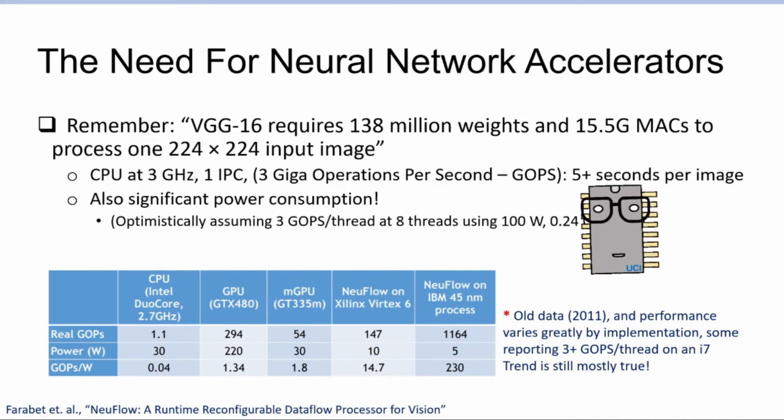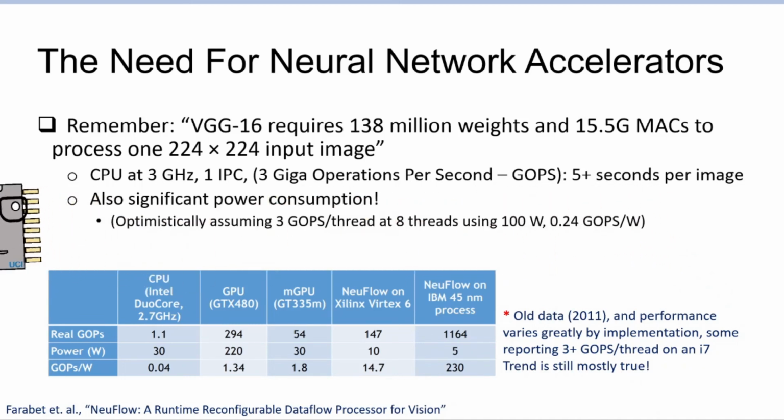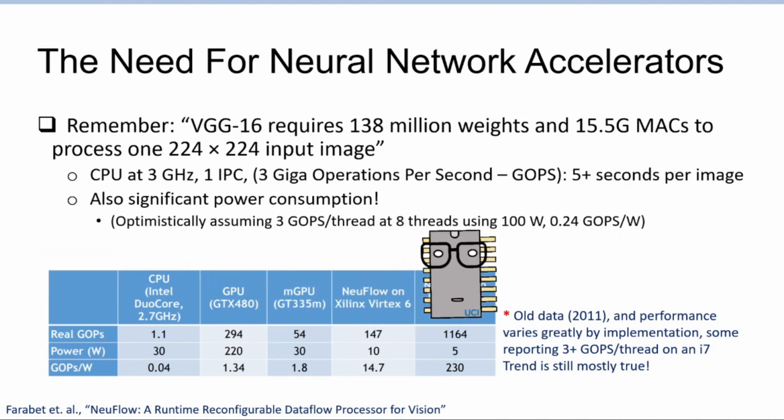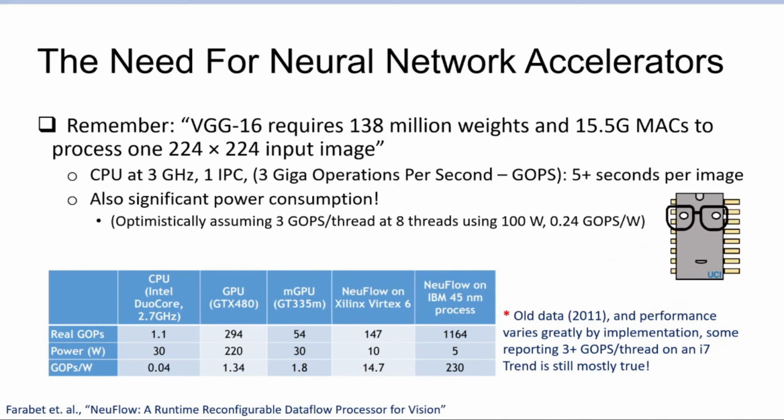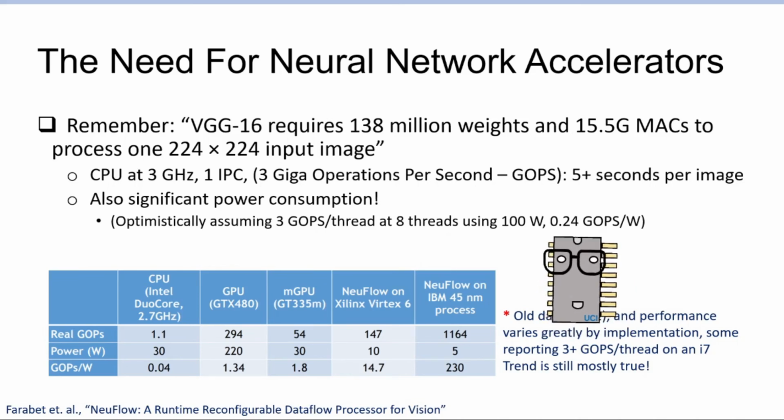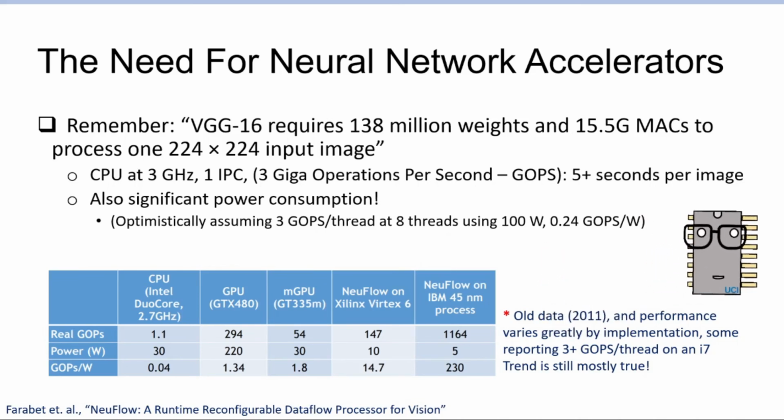But for the purpose of Lab 1, we've already improved upon this using AVX and multi-threading, so we know what the actual numbers look like. Also, CPUs do constitute significant power consumption. If we optimistically assume 3 gigaops per thread, though we now know the actual numbers are much larger, 8 threads running at 100 watts is not a very large number of gigaops per watt. The actual number is slightly larger with AVX and whatnot, but you get the picture.